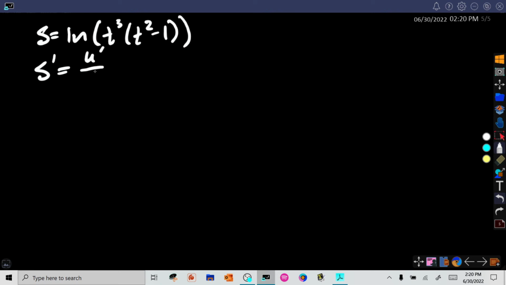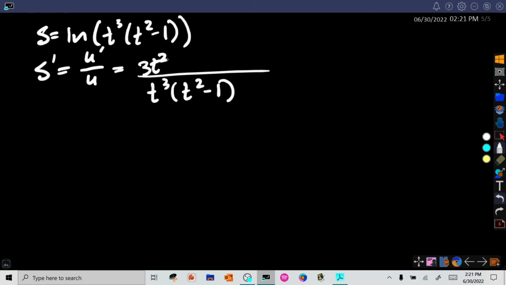But here's what it would be, okay? We would have u prime over u, which in this case, if u is equal to all that junk, let me go ahead and just write it out, t cubed times t squared minus 1. We'd have a product rule on the top because we've got this function times this function, so that means that we would have the derivative of the first times the second, t squared minus 1, plus the derivative of the second, which is 2t, times the first, t cubed, okay?